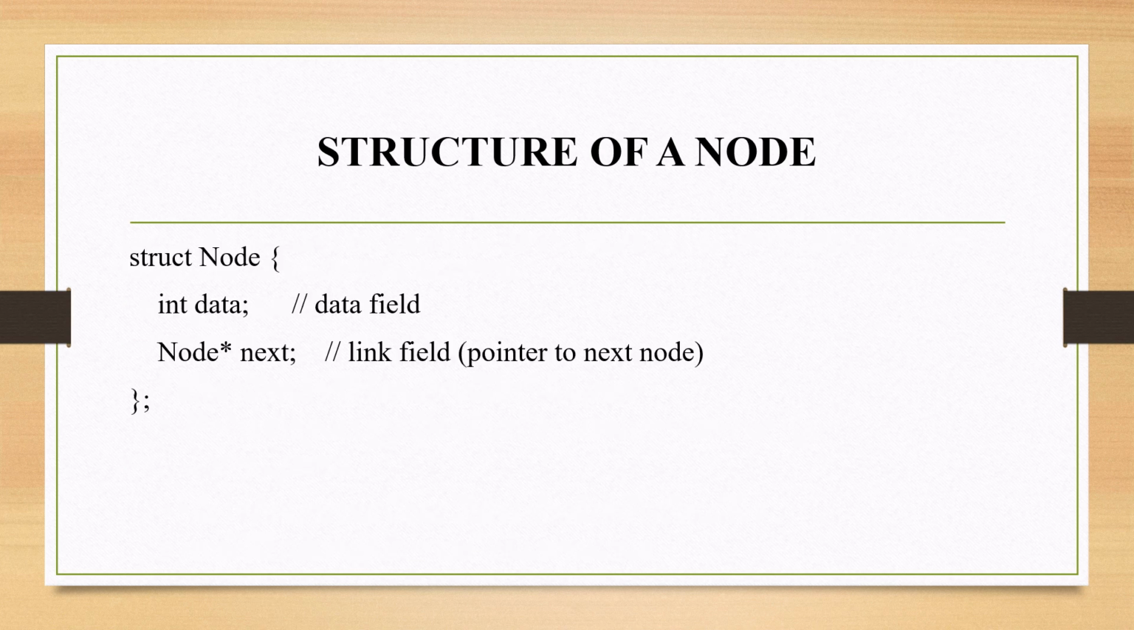Let's see the structure of nodes. It is indicated as struct Node, open braces, int data. The int data represents the data field. Next, we have mentioned struct Node *next. It indicates the link field that points to the next node. Then we close the braces and add a semicolon. So it is the basic structure of a node.